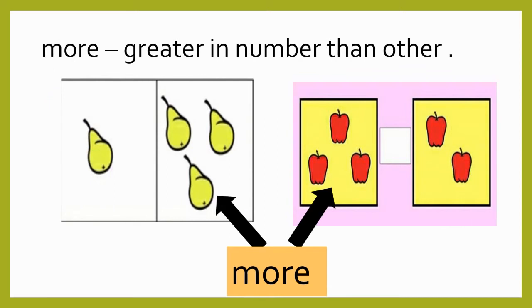Here is the next word, more. More means greater in number than other. In this picture, you can see the arrows are pointing to the number of fruits which are more than the other.